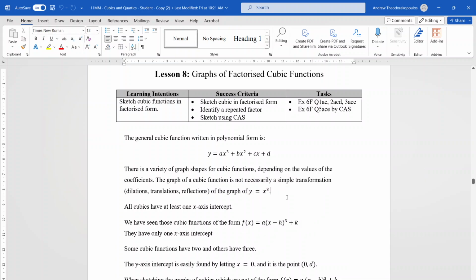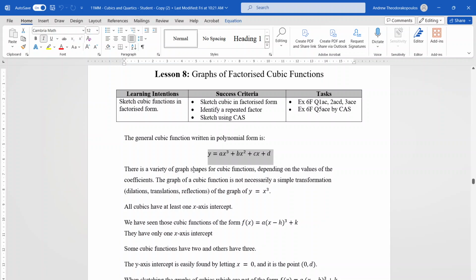But the general cubic function in polynomial form is written like this, okay? And we've seen a lot of these polynomials this unit so far, especially when it comes to long division, or when we're talking about equating coefficients. We've done a lot of that already.